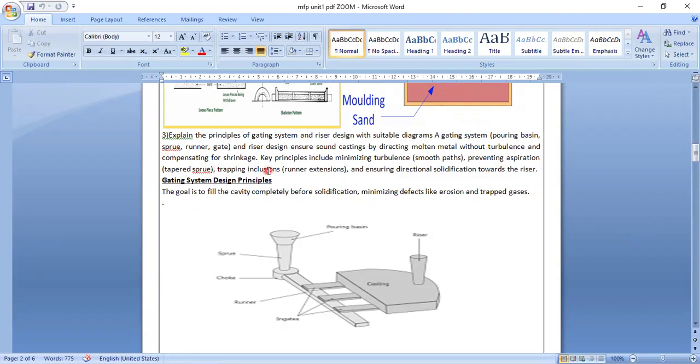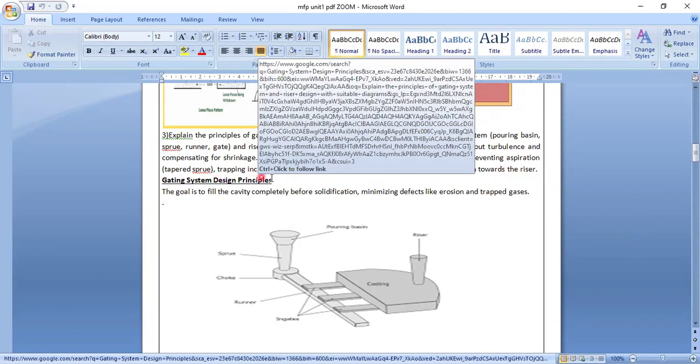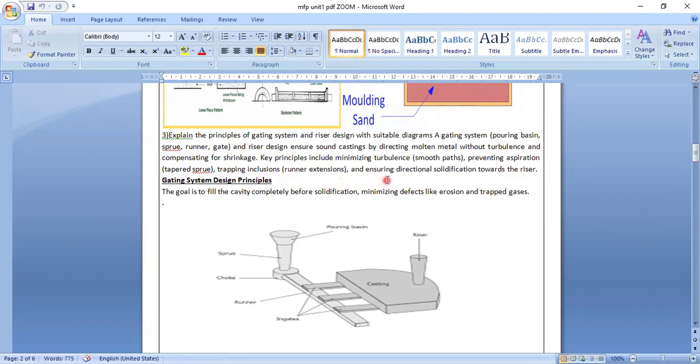Key principles include minimizing turbulence, a smooth path, preventing aspiration, a tapered sprue, trapping inclusions, runner extension, and ensuring directional solidification towards the riser. So the goal is to fill the cavity completely. Why these gates are used: the metal goes different ways, to the upper part, middle part, and last part, flows and settles. So defects are minimized, with very few defects like erosion and trapped gases. Mainly trapped gases are a problem that has to go out.